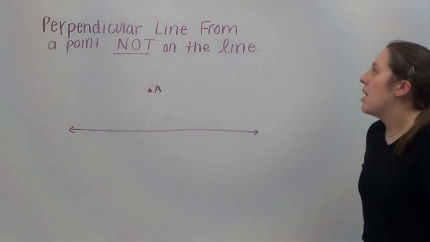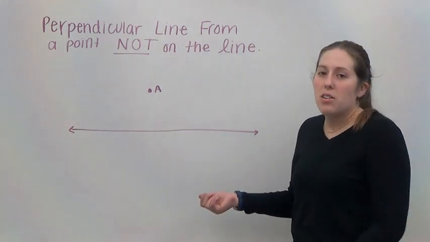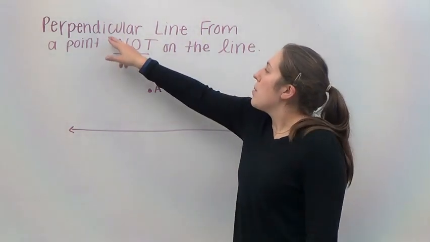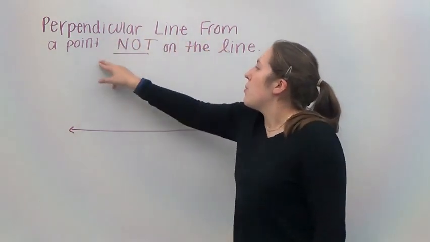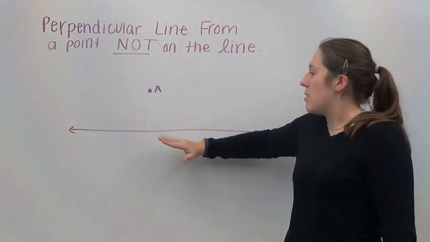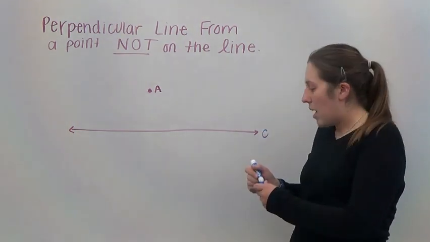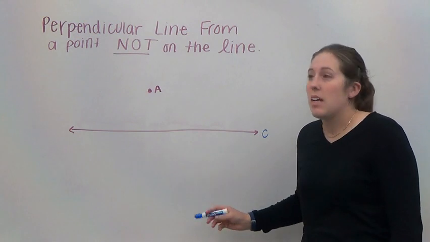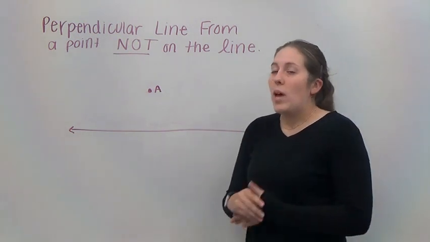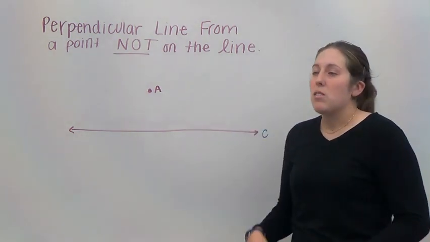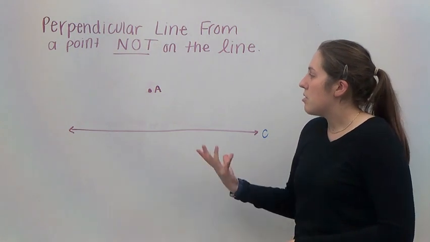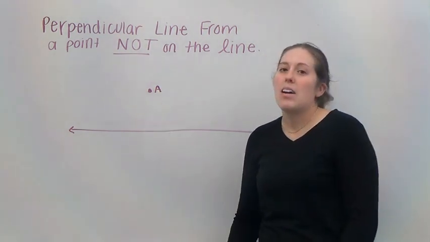In this construction, this is different from the last one that I talked about on the previous page. Perpendicular line from a point not on the given line. So here's my given line. I'll give it a name. We'll call it line C. Okay? A is not on my given line. So we have a point. We have to use that point. So this is a little different from the last construction just because the point is not on the line.